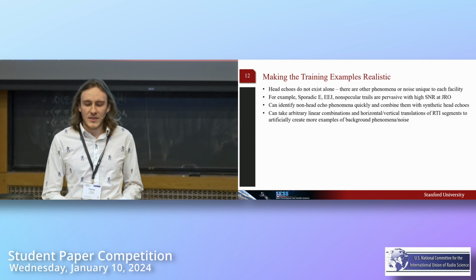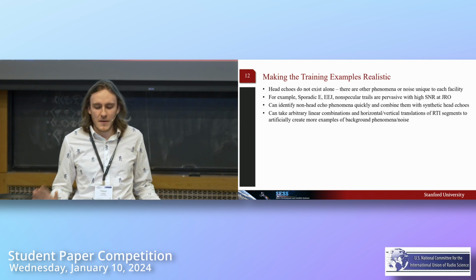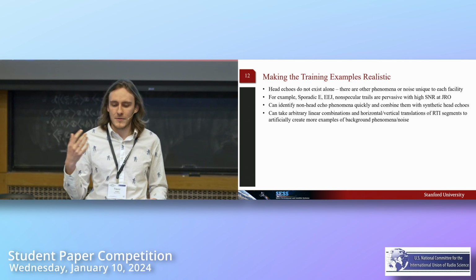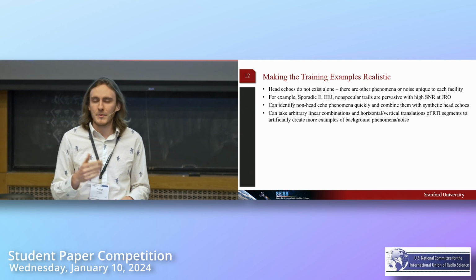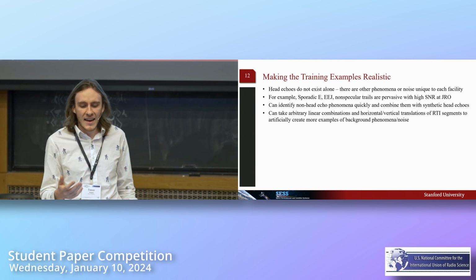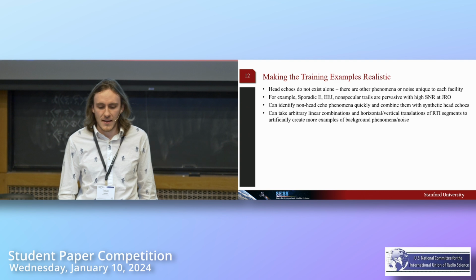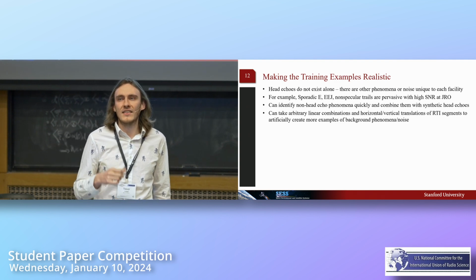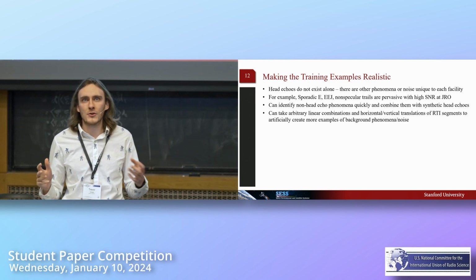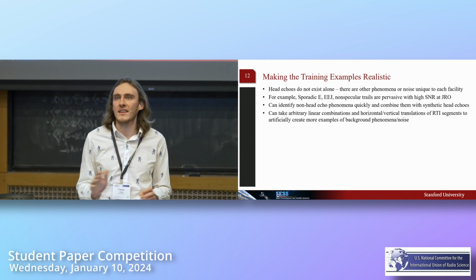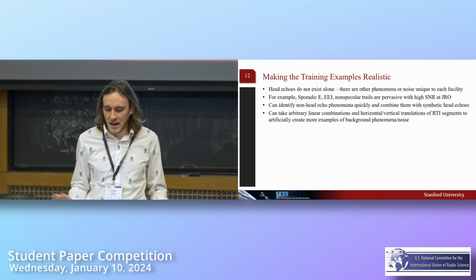It is also important to note that head echoes don't just exist on their own in a vacuum. There are other phenomena or noise that will occur at every facility, such as sporadic E events, equatorial electrojet, non-specular trails. They all have very high SNR and tend to be very pervasive. So we can actually identify these in the data much more quickly than we could label the head echoes. That takes a few hours to get a few thousand of them if you look through RTIs using a Python program that I wrote.